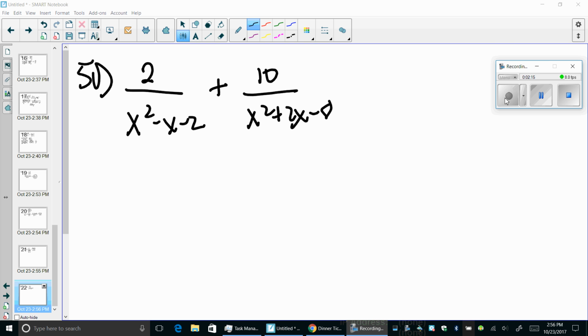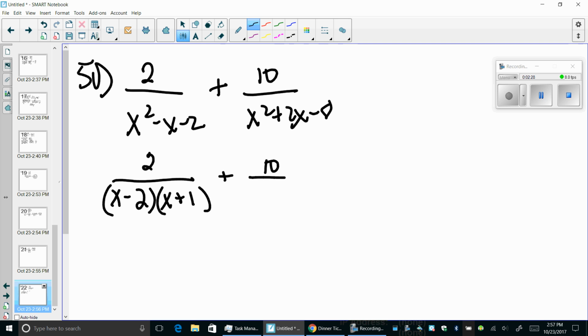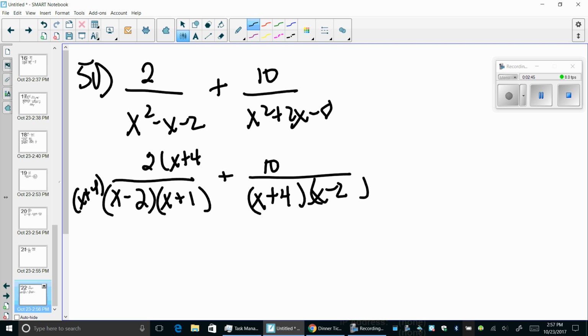okay, so what I have to do in problem 50 is factor these denominators and see what I've got. Okay, I'm going to put x and x. I need two numbers that multiply to give me negative 2 and add to a negative 1. So negative 2 and positive 1. And then here I need two numbers that multiply to give me a negative 8 and add to a positive 2. So positive 4 and negative 2. So looking at the denominators, I have a negative 2 and a positive 1, a positive 4 and a negative 2. So what I need here is an x plus 4. And what I need here is an x plus 1. So now the denominators are the same.